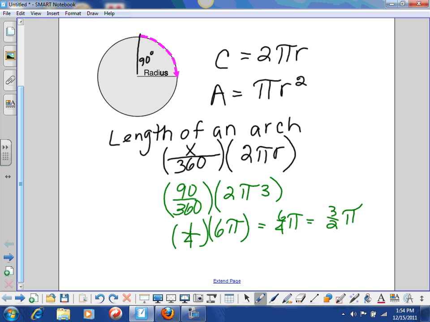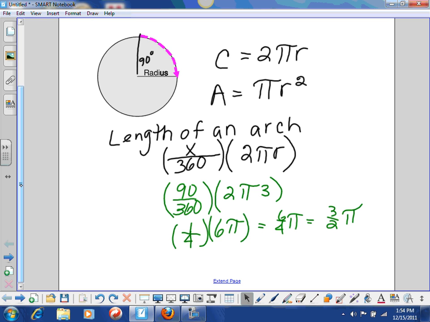Now, if they say round to the nearest tenth or nearest hundredth, then you would put in numbers for pi. But for right now, we're doing exact, so let's just leave it in terms of pi. That's another way that they may say it: give your answer in terms of pi, because that way it's exact. So that's how to find the length of an arc. It relates right back to our circumference, and all we need is that angle, because that's what part of the circle we're talking about.